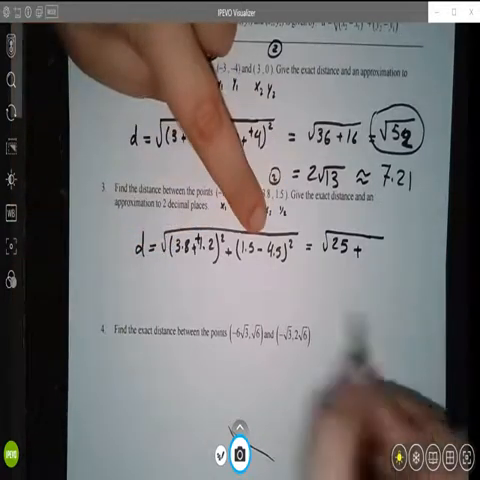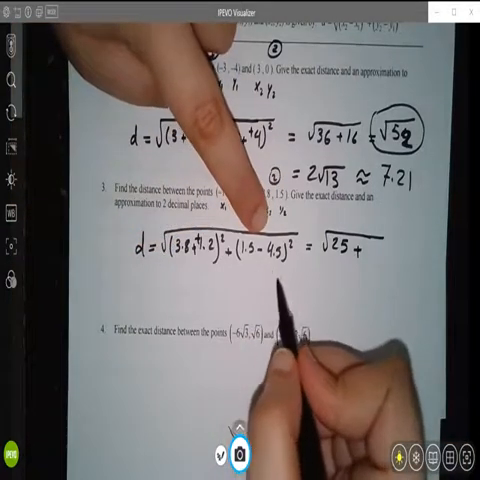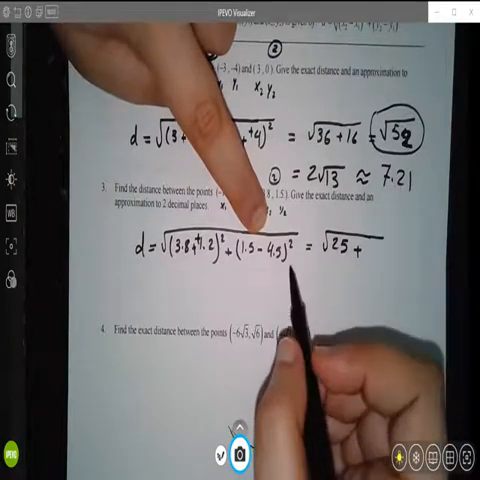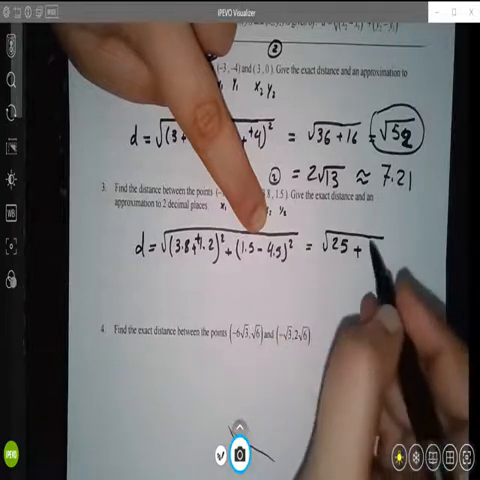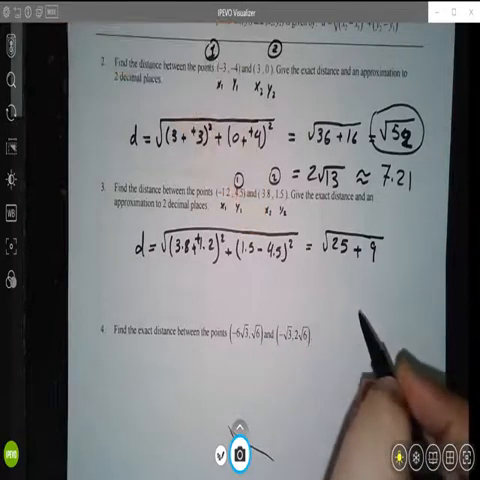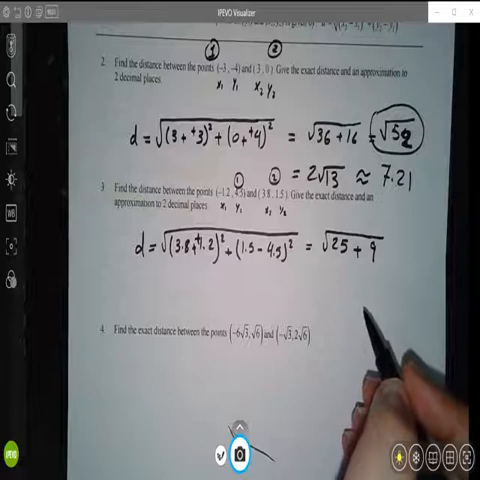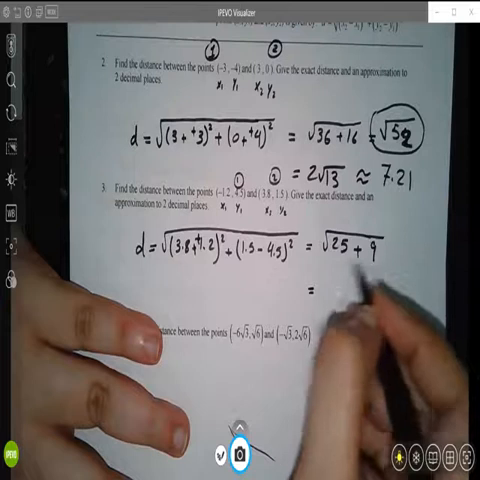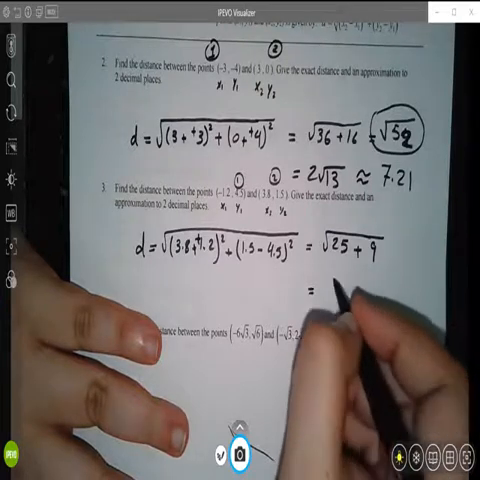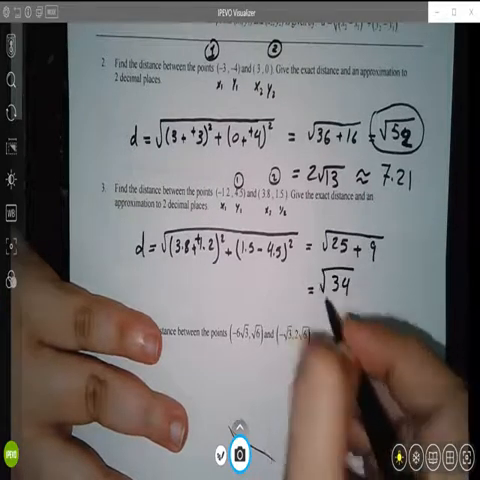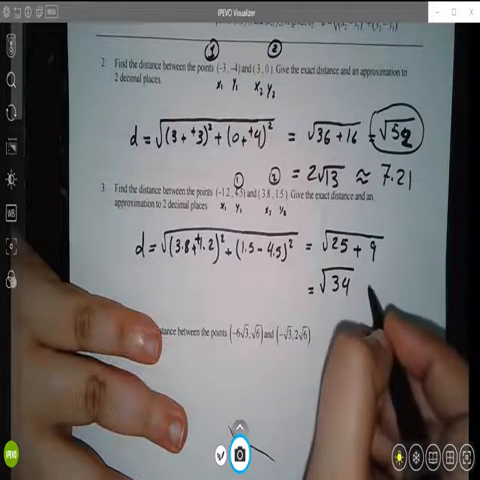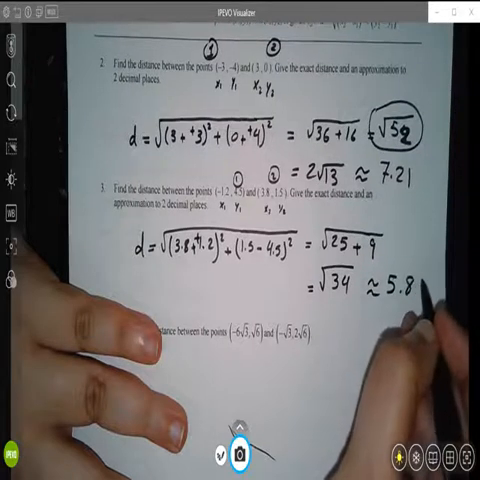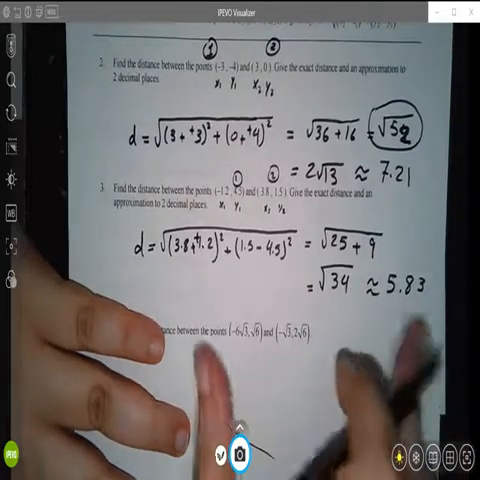Plus, over here, 1.5 minus 4.5 is going to be negative 3. Negative 3 squared is going to be 9. So this equals what? The addition between 25 and 9 is 34 under the root, and which is approximately 5.83. And I already have this calculated.